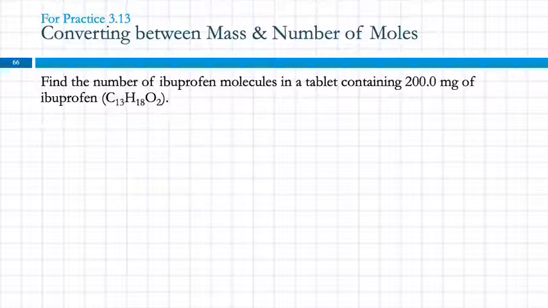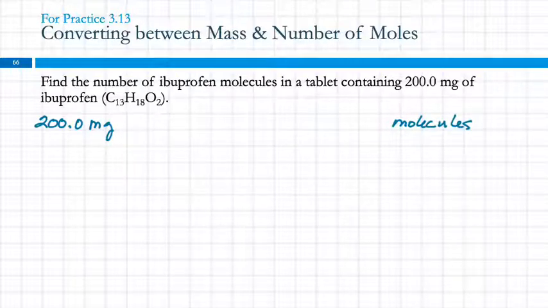Okay, so we've got a number there. This is really a unit conversion problem, dimensional analysis. So I have 200.0 milligrams. What am I trying to find? Find the number of molecules. We will need grams, but we need molecules at the end.